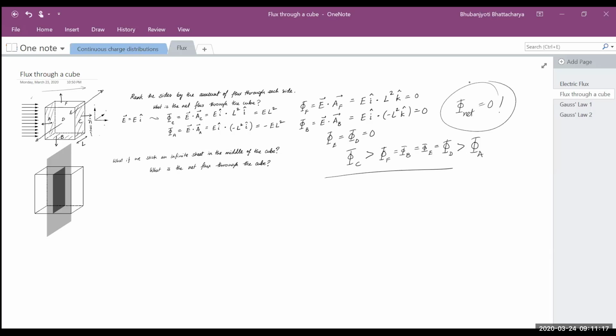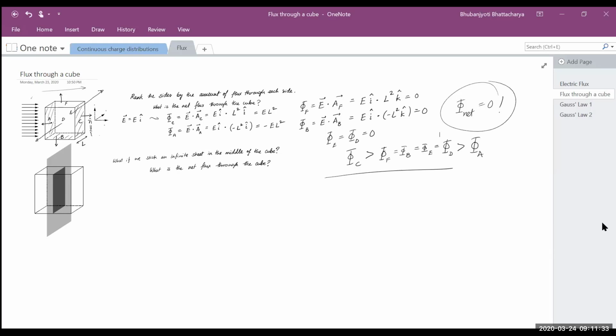Okay, great. What if instead of this situation where there's a constant electric field, I still have a constant electric field, but let's say that the constant electric field comes from an infinite plate which is stuck in the middle.